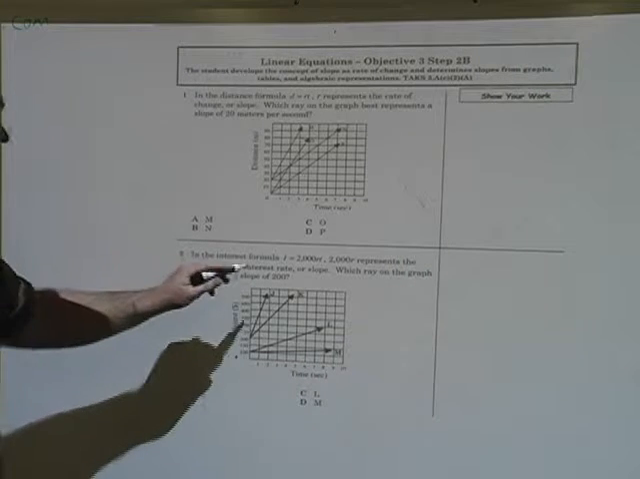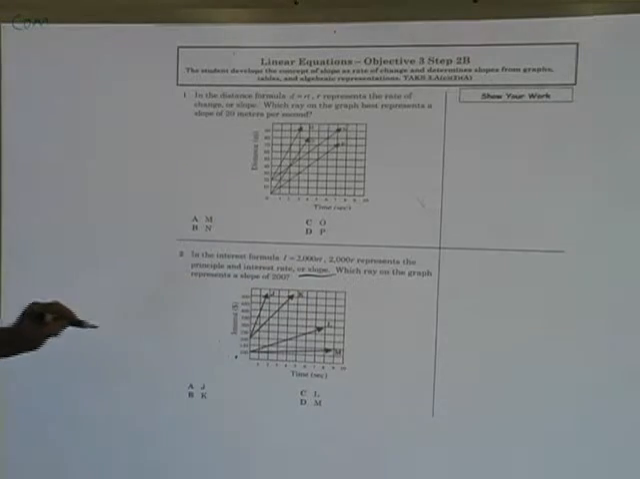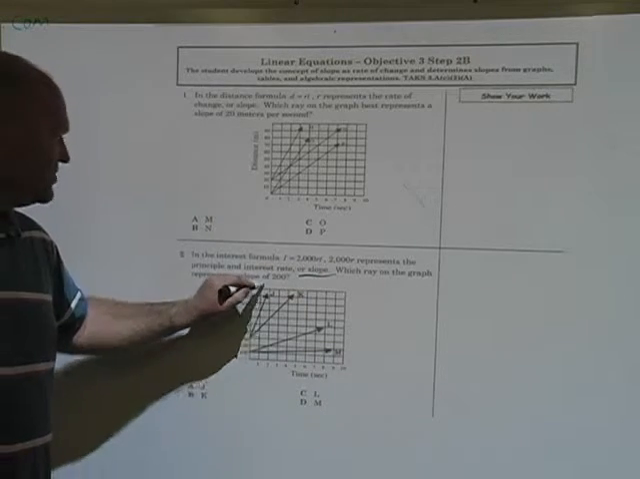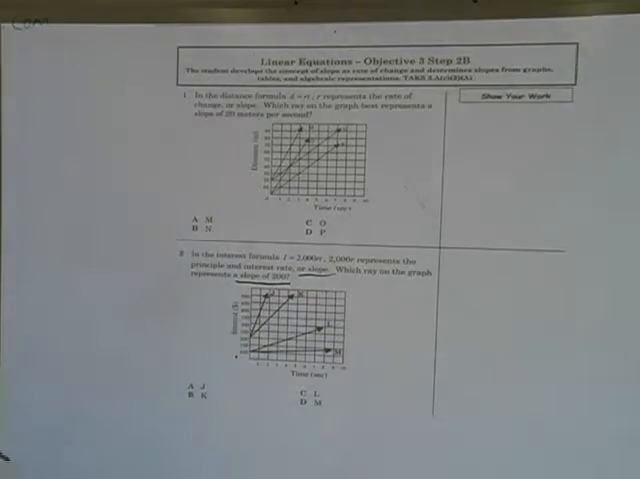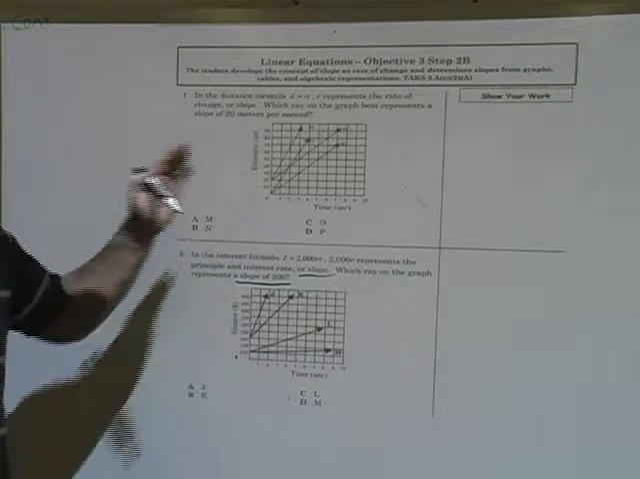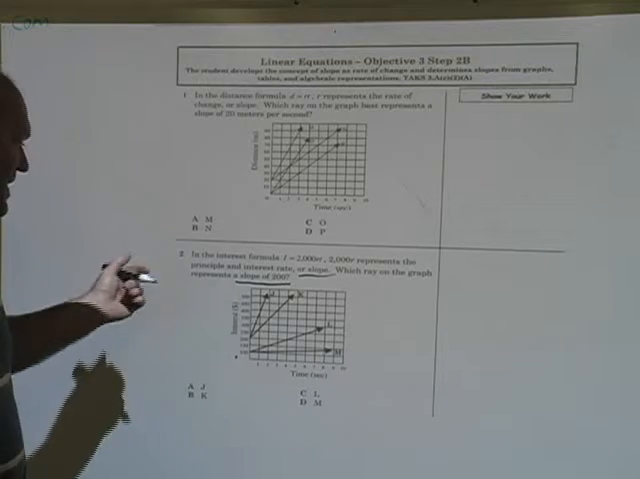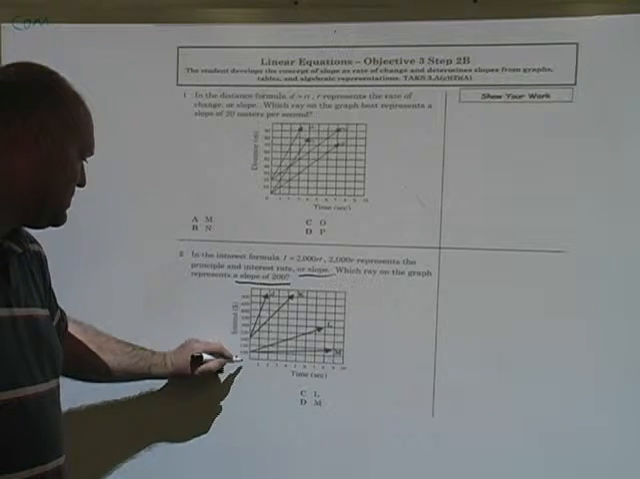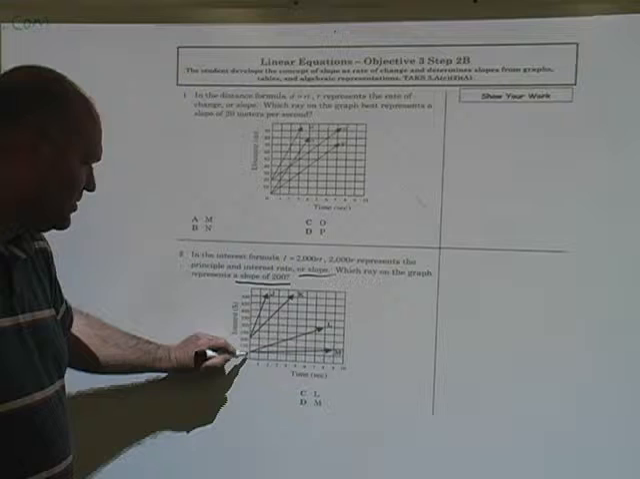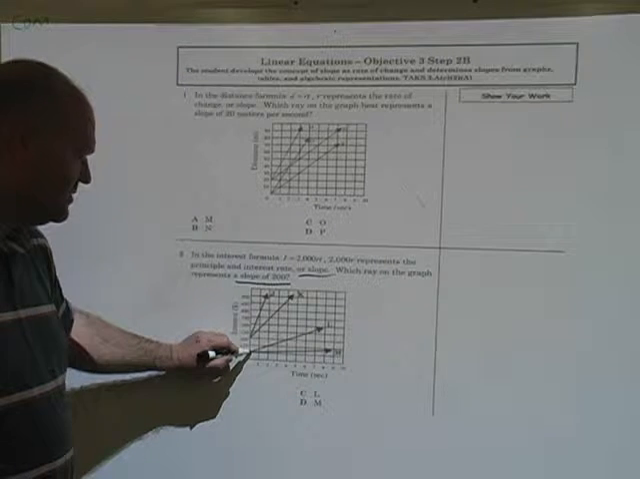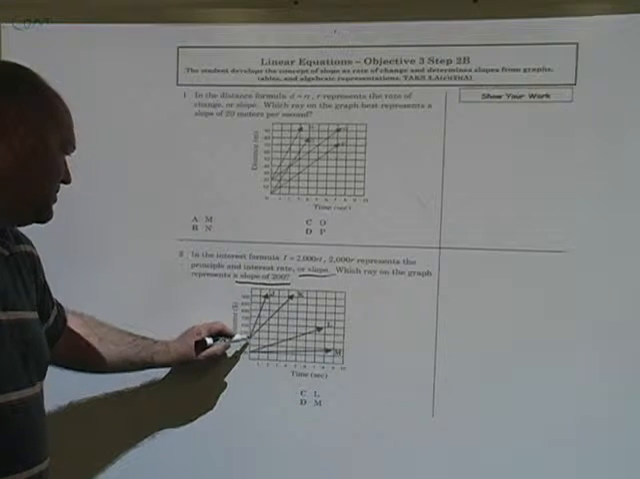Same thing on number 2. Slope. Now we're looking for a slope of 200. So you look at the different rays and you find one that has a slope of 200. In other words, it rises 200 as it runs 1. I can tell these two are not nearly steep enough. So let's look at these.